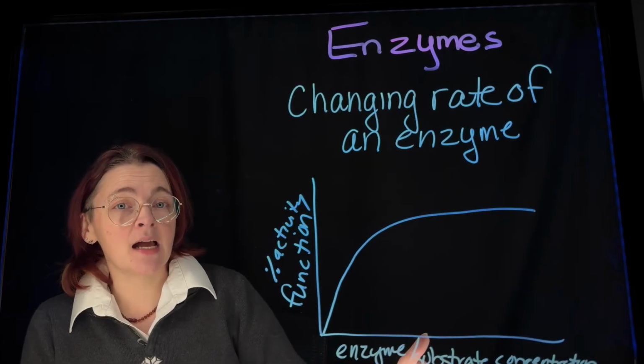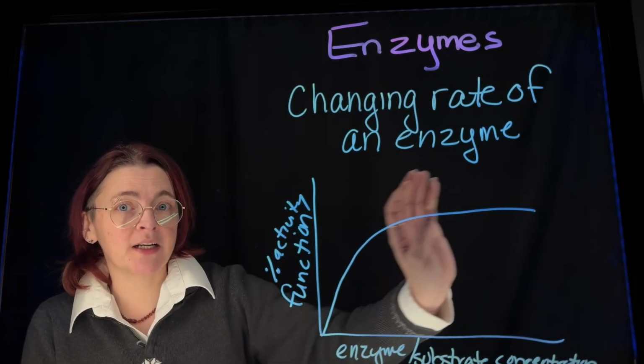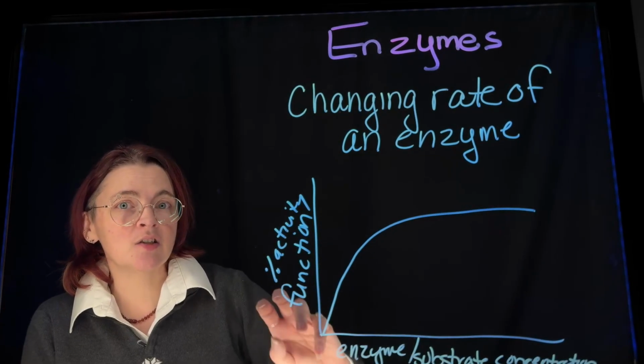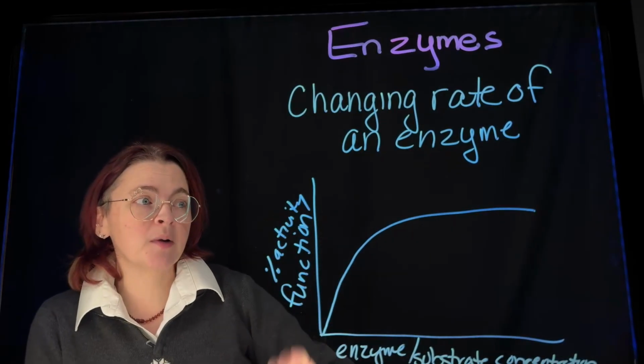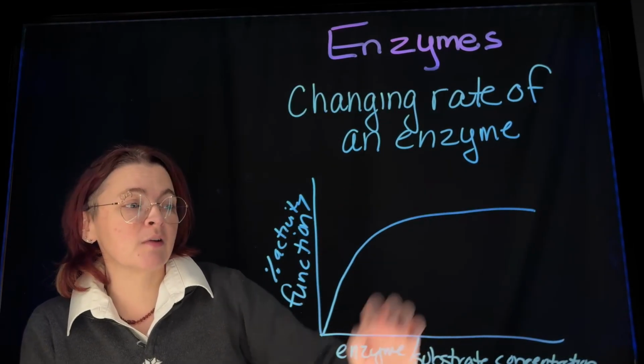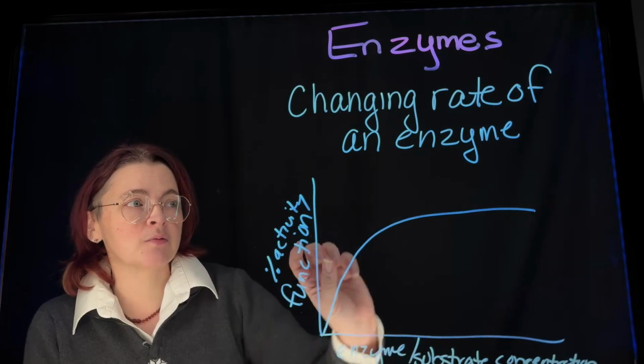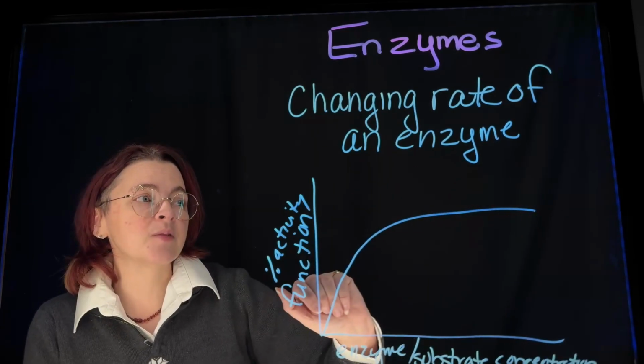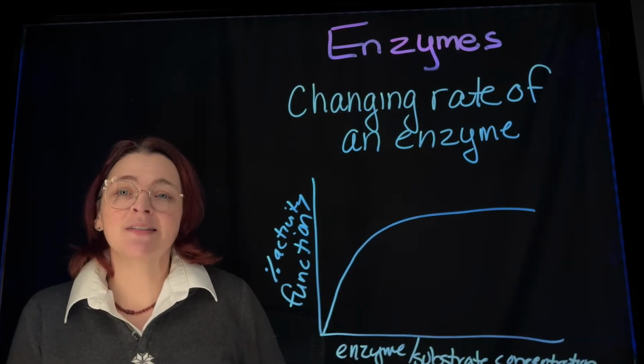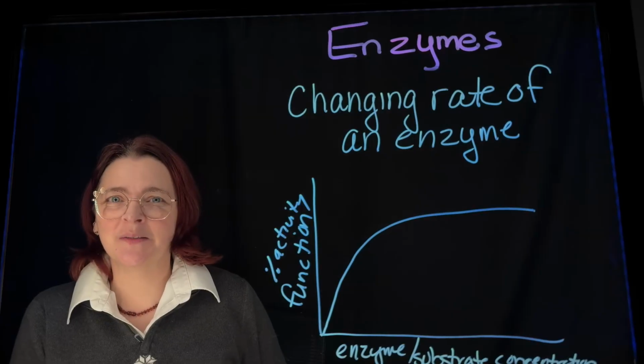As the amount of enzyme increases, you're going to have more enzyme to break down. As the amount of substrate increases, you're going to have more molecules to bombard with, until you get to a certain point where you start to run out of substrate to react with, or you start to run out of enzyme available to do the job. Alrighty, that was enzymes. Thanks for watching.